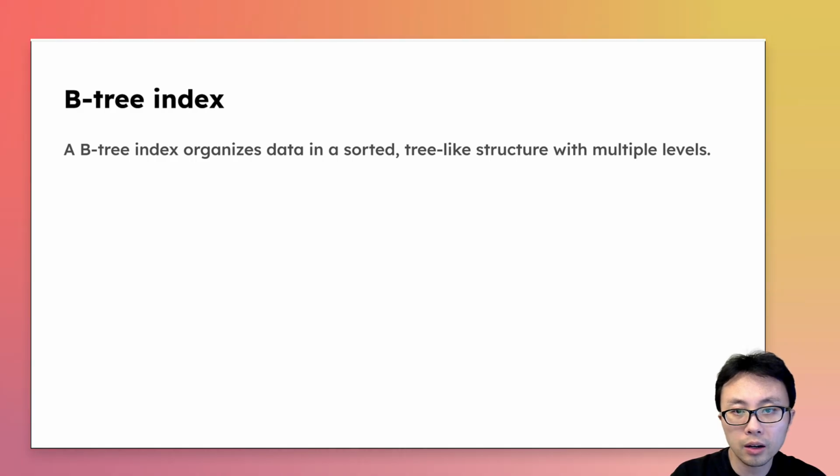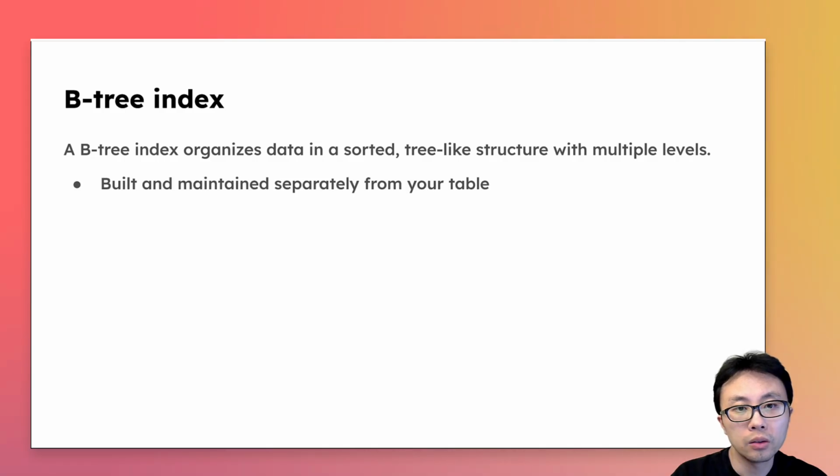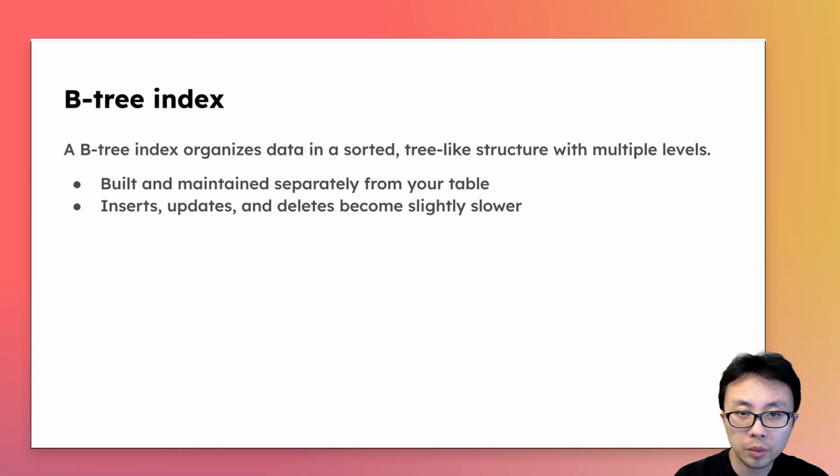So a B-tree index organizes data in a sorted, tree-like structure with multiple levels. When you create a B-tree index for a column in a table of your database, the database builds this additional B-tree structure and stores it alongside your table data. So it's basically a copy of your indexed columns organized in a tree format, with pointers back to the actual table rows.